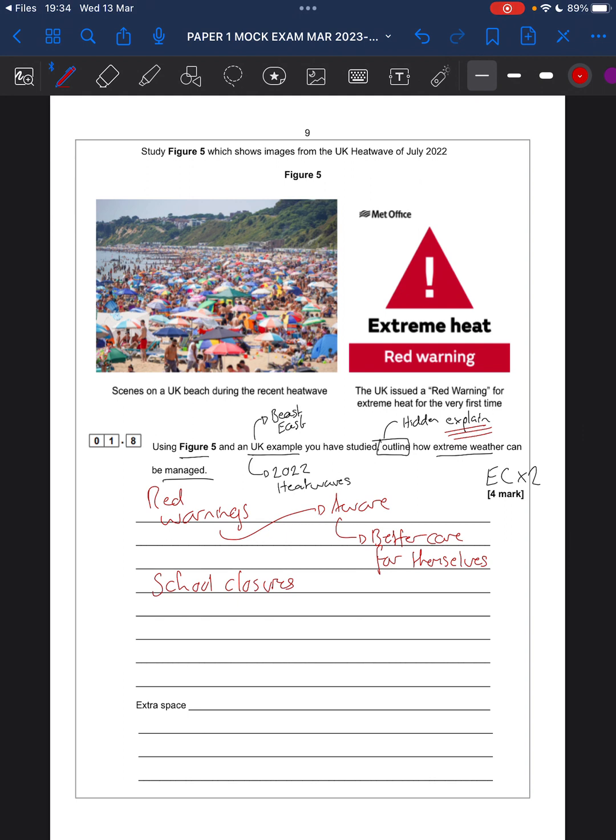I think a big one for a question like this is look at the figure. Again, this question is pushing you towards it. The figures will often do that. They will push you towards an answer. So look at them.